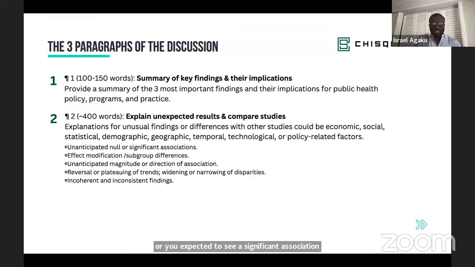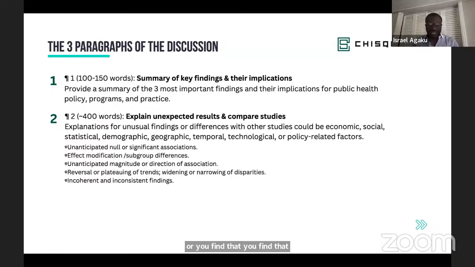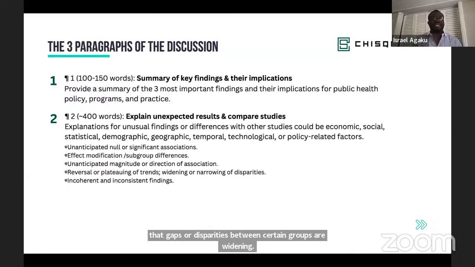Or the direction of the association. You expected that smoking would be associated with increased risk for XYZ, but it turned out that smoking was protective. That's an unexpected finding that should be discussed. Or you find that in contrast to previous studies, your study saw that instead of smoking prevalence going down, it's going up. That's a reversal of trends. Or that gaps or disparities between certain groups are widening. All of those are unexpected findings that we want to discuss.